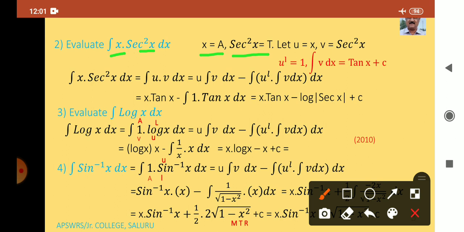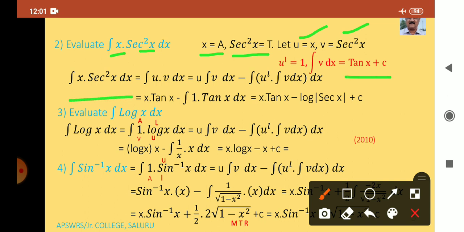So take A as u. So u is equal to the algebra function x, and v is equal to secant square x. Okay. Now u dash, the derivative of x, is 1. Integral v dx, integration of secant square x is tan x.